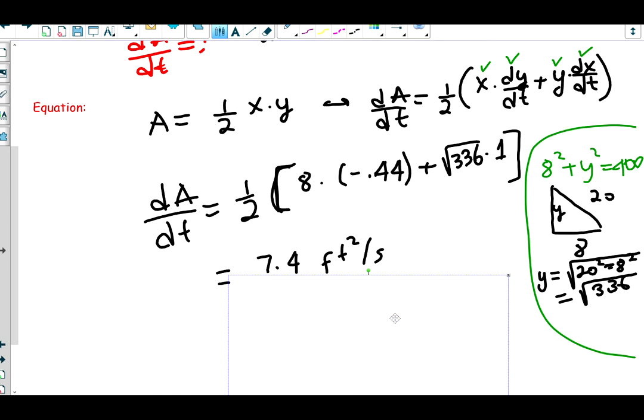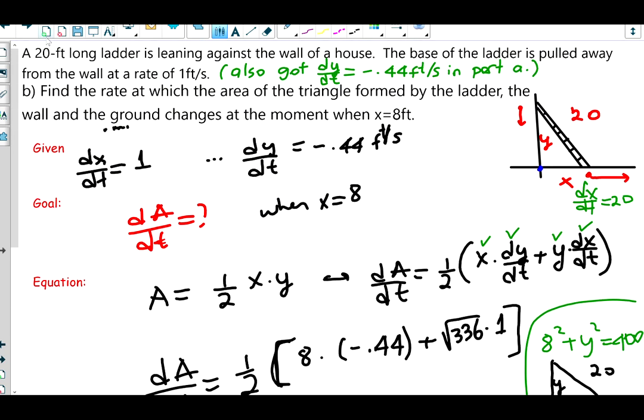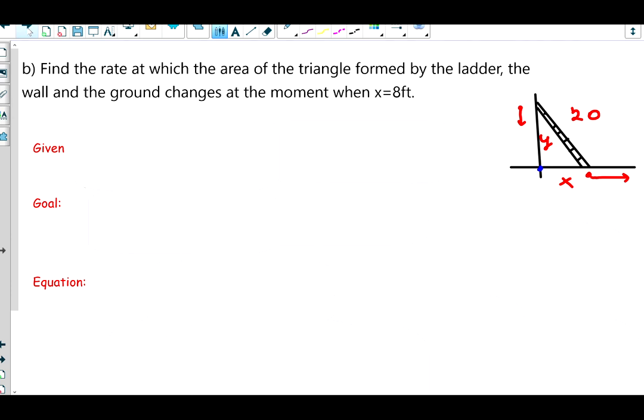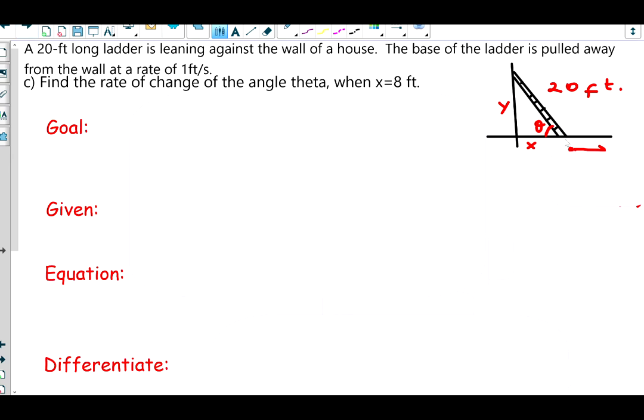Okay, and in the last segment I promised you we would do an angle problem with regard to this ladder question. So that'll be our part C. We're going to find the rate at which an angle changes. And to do that, let me go to my slide. Okay, so we call the angle theta the angle between the ladder and the ground. For this question, we need to find the rate of change of the angle theta at the moment when x is 8 feet.